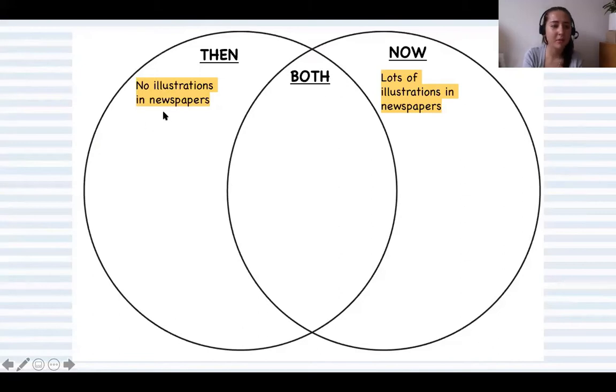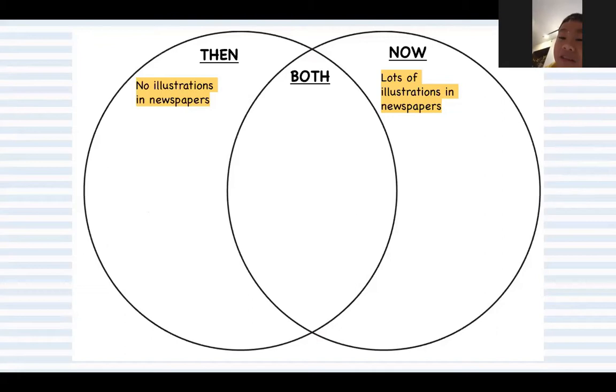So back then, there were no cartoons in newspapers. Now, there are lots of cartoons, lots of illustrations. But what about both? How can we compare them? How are they the same? What did newspapers do? Why would someone buy a newspaper? Pat: To get news. Very good.